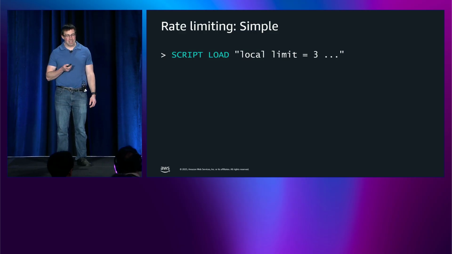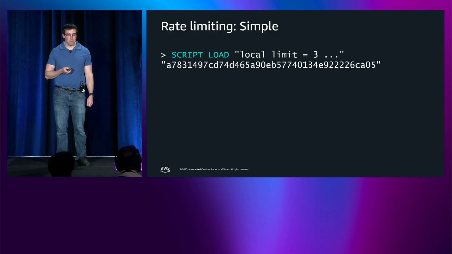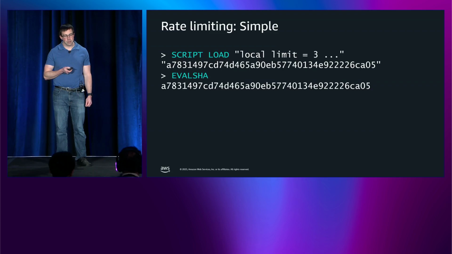So we can load this script first by just inserting it into Valkey. We can do script load and put that entire string that you just saw before into the server, which then gives you back this SHA ID. This is the unique identifier hash value of the script that you can then use in subsequent requests to invoke that script. So then you can do eval SHA, the script ID, and then pass it the arguments here.